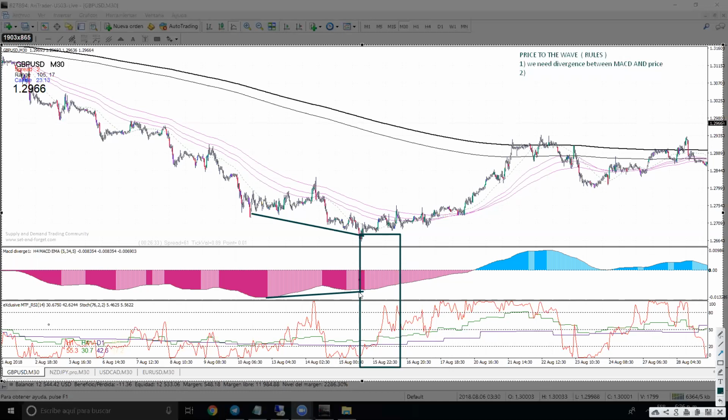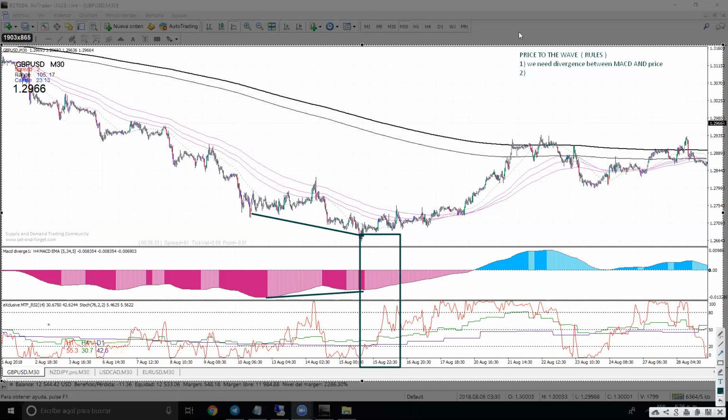When we find a divergency, we go to the Holy Grail indicator and find that the purple line will be below the 50 level. In this case, it's okay. Purple is below 50, and green is below 50 also. We have these two rules. And at this point, red will be below 20. Let's write this.